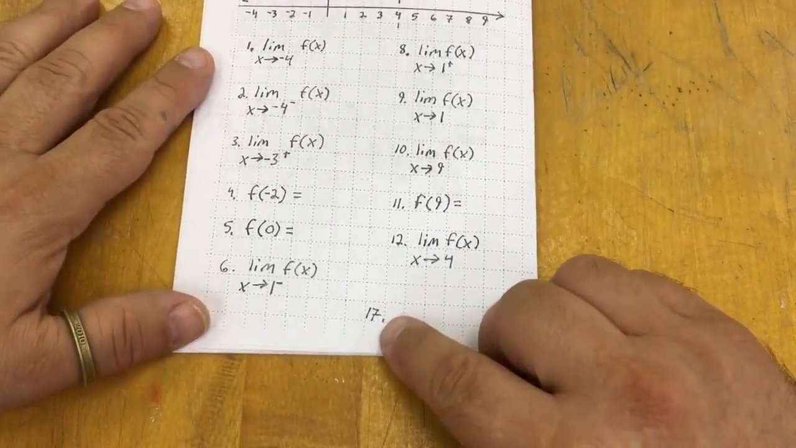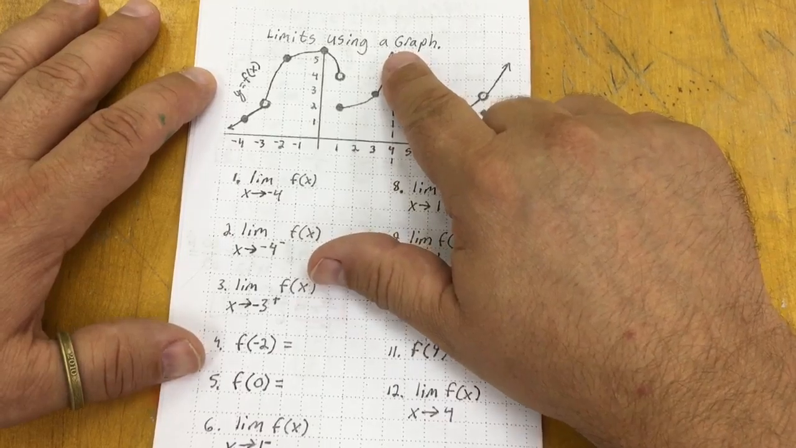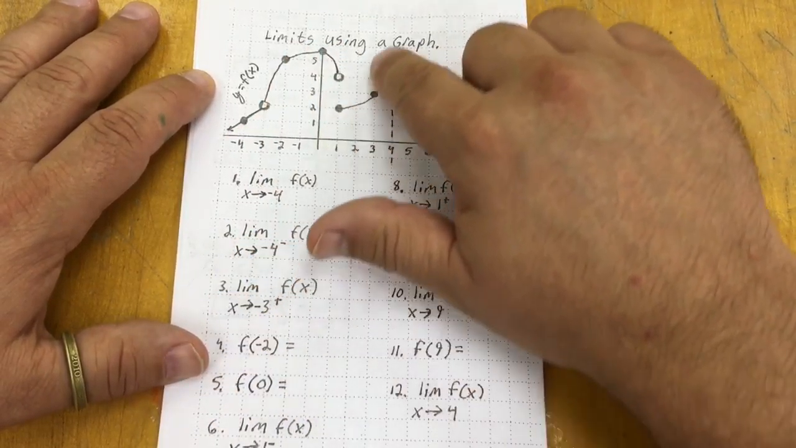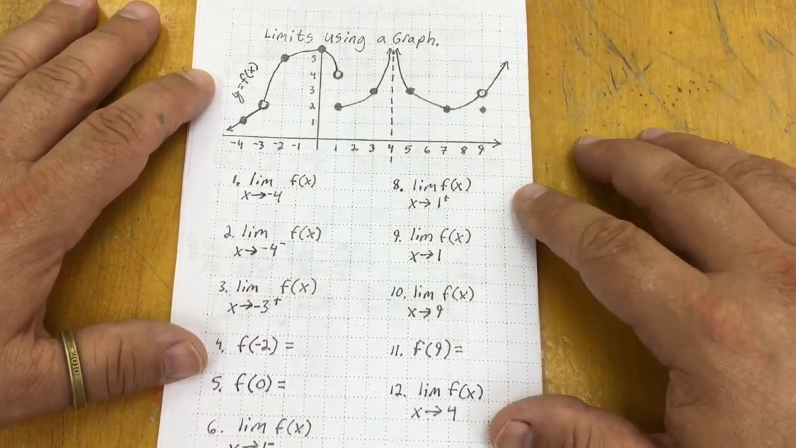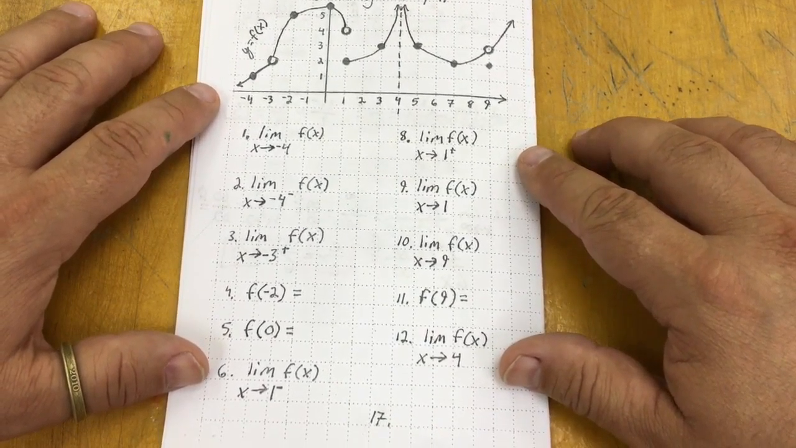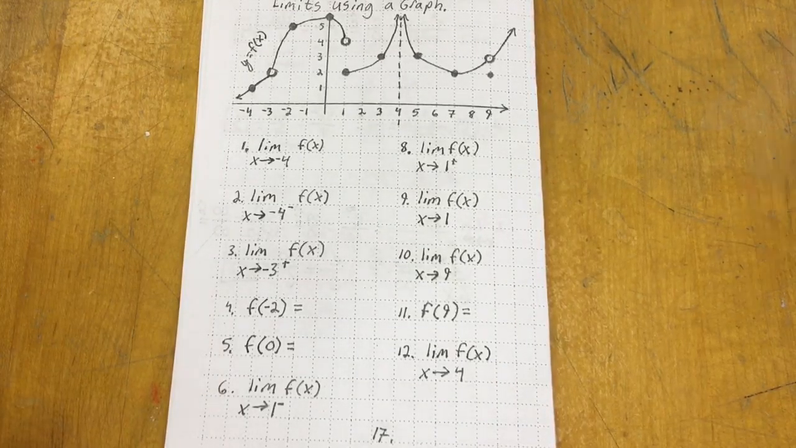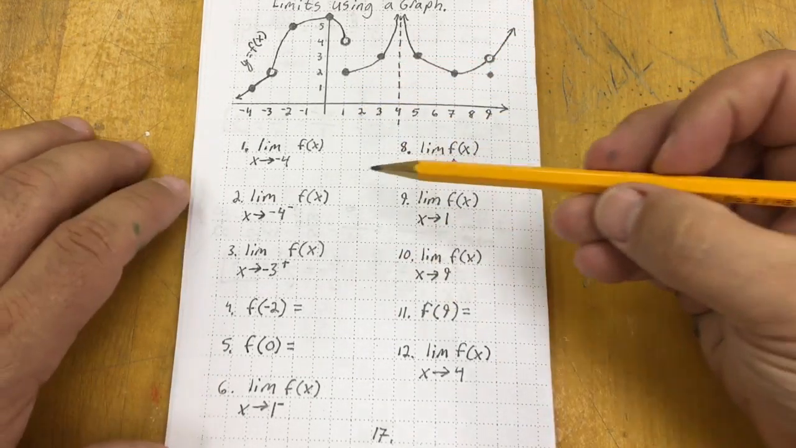A very brief look at calculus, page 17. Limits using a graph. I'm going to say that this weird, strange graph is f of x. I know I can't designate any real equation to it because it's sort of all over the place. And instead of using my pen or marker, I'm going to use a pencil for this one.